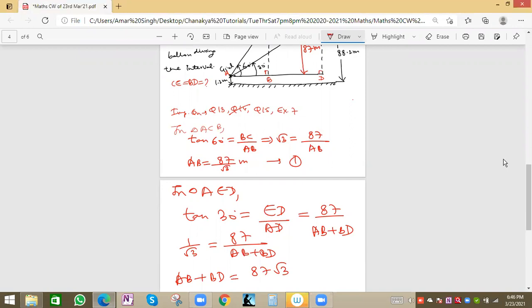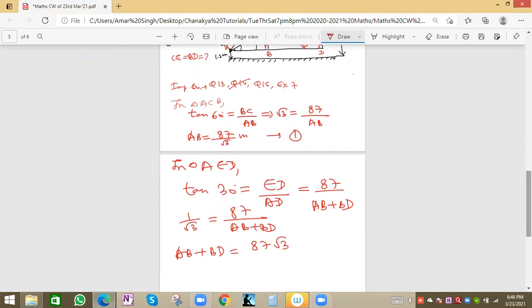Now we can write the AB value. AB was 87 by root 3, no problem. So we write 87 by root 3 plus BD equal to 87 root 3. This is basically equation number 2. And from 1 and 2 we can write AB value as 87 by root 3 from equation 1, plus BD equal to 87 root 3. So here we can write the BD value. BD will be equal to how much? 80.